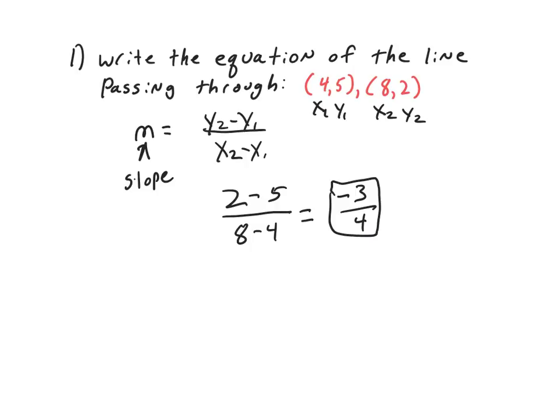Okay, then we're going to substitute in the slope and one of these 2 points into our slope-intercept form, and we'll get y equals mx plus b, and we'll just use the first point. So y is 5, m is negative 3/4, and then x is going to be 4, and then we're looking for b.